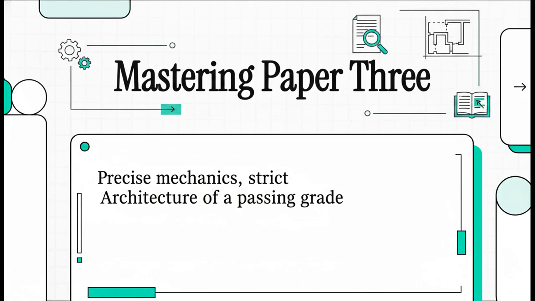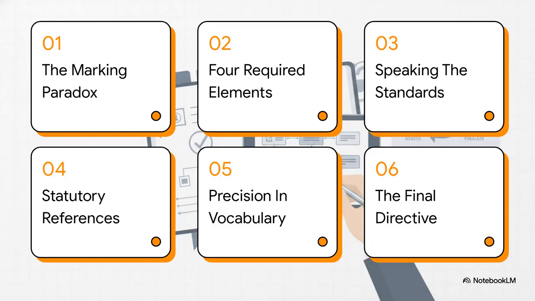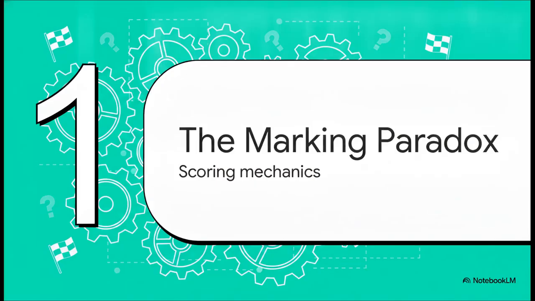Think of it like unlocking the examiner's secret code, which is going to save you a ton of wasted study time. Here is exactly how we're breaking this down today. First, the marking paradox. Then, the 4 required elements, speaking the standards, statutory and ethical references, precision in vocabulary, and finally, the final directive. All right, let's jump straight into part 1, the marking paradox.